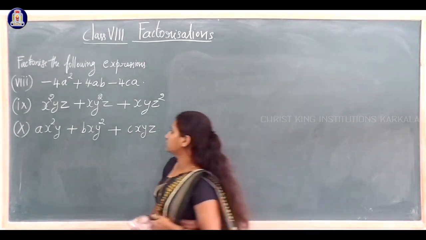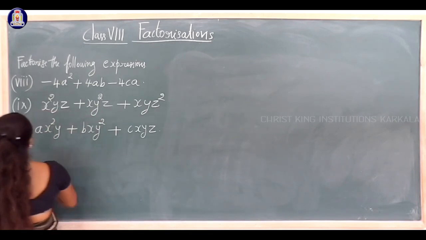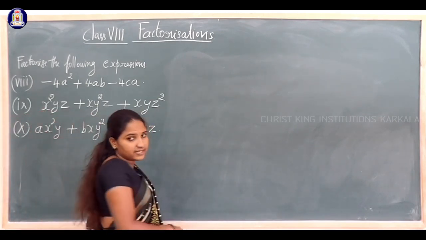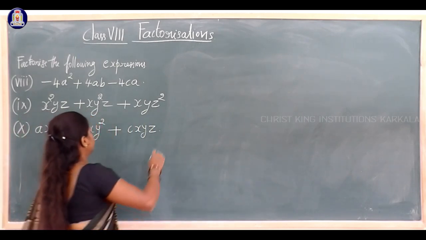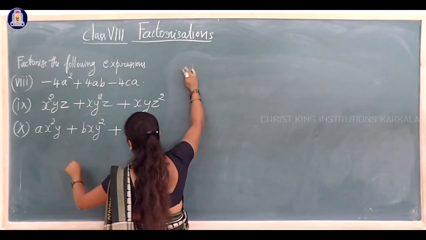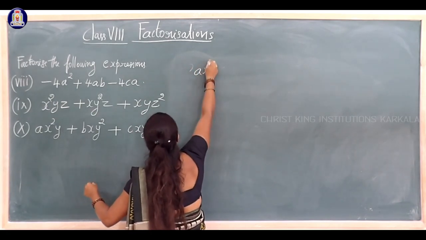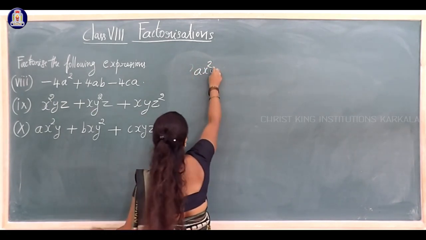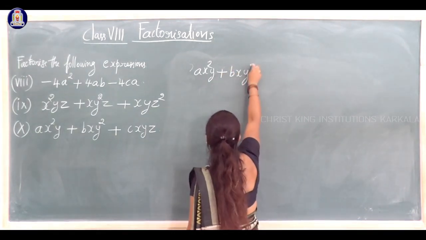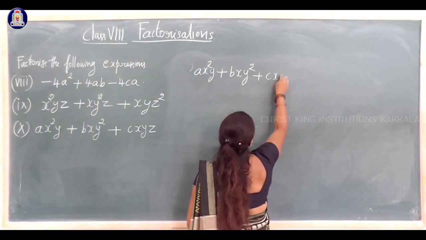Okay, the ninth question: factorize the following expression. In that ninth question, x square yz plus... so this we solved. Our 10th question: a x square y plus b x y square plus c x y z.